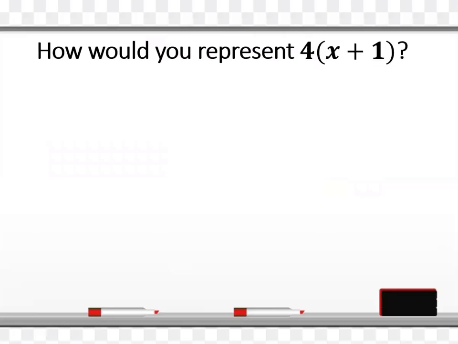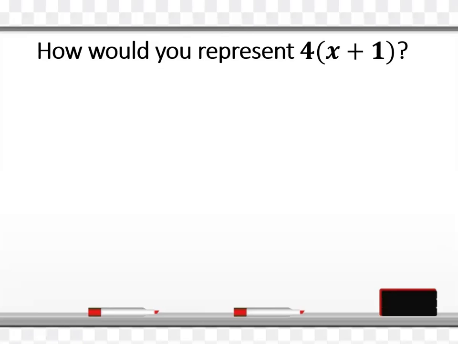Let's start off with 4 times x plus 1. What are the parts of the expression? Very good. I am hearing the mathematics vocabulary being used. 4 is our multiplier and x plus 1 is our multiplicand. The part in the brackets is also known as a binomial because it has 2 terms.